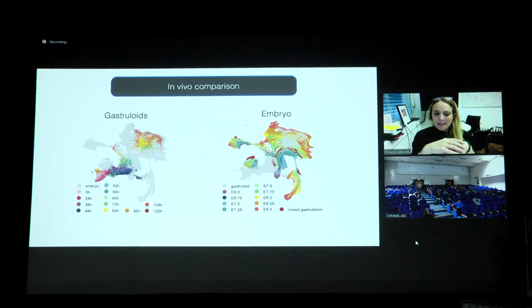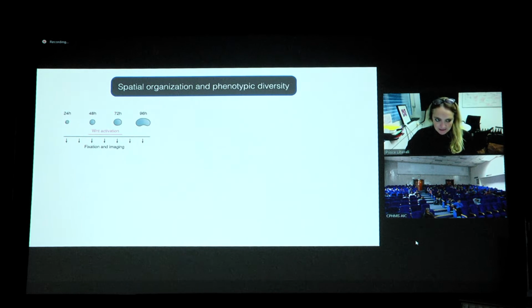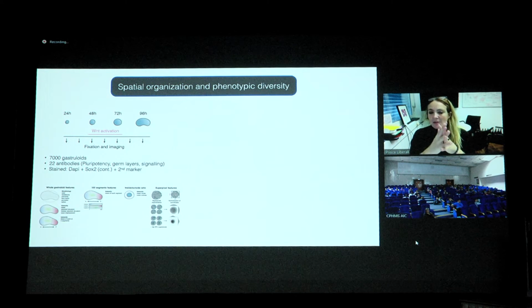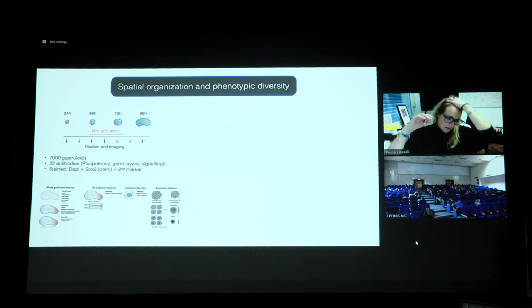So after looking at what the different cell types are and how they emerge over time, we wanted to look at the spatial organization of the cells. To perform this experiment, we had the time course, fixing every day from 24 to 96 hours, and then we performed imaging. We looked at around 7,000 gastruloids. We had 22 antibodies that were stained in parallel.